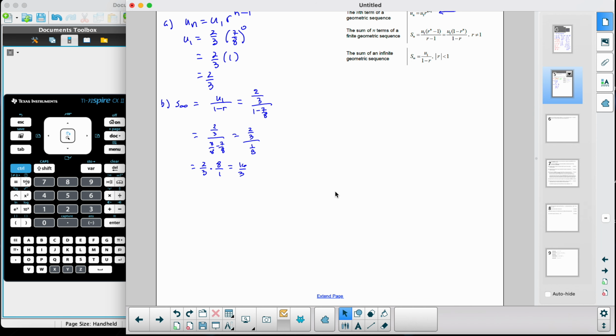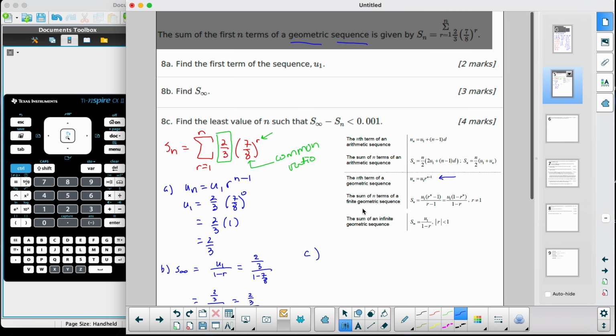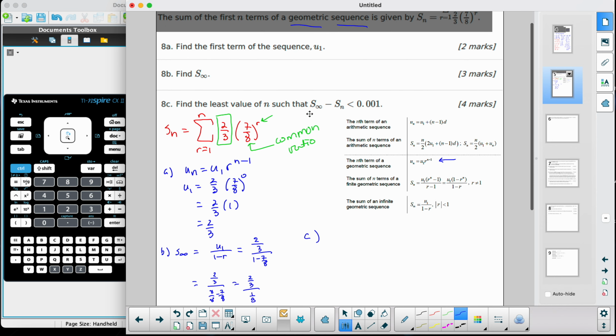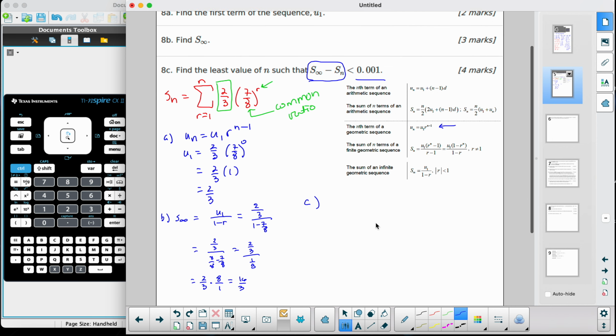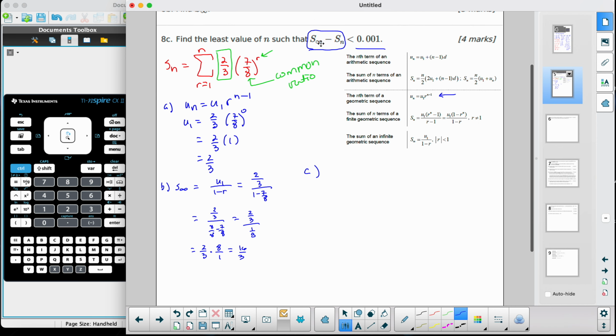A little smaller. Okay, so what are they asking about C? Find the least value of n such that S sub infinity minus S sub n is less than 0.01. Holy smokes. Well, we already found that the sum to infinity is 16/3, right? Minus the sum of n terms. So we've got to find how many terms this is true.